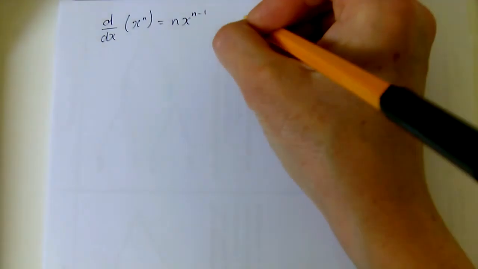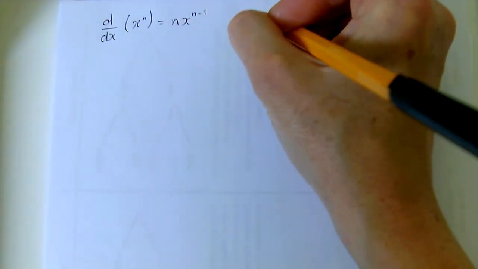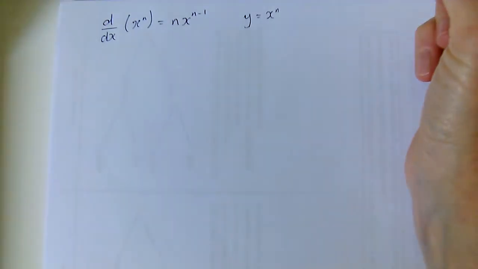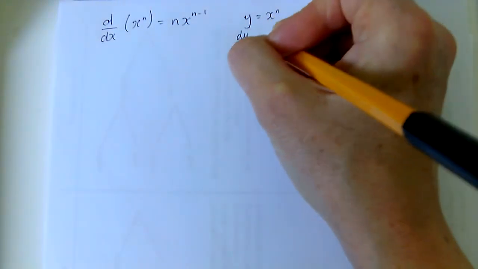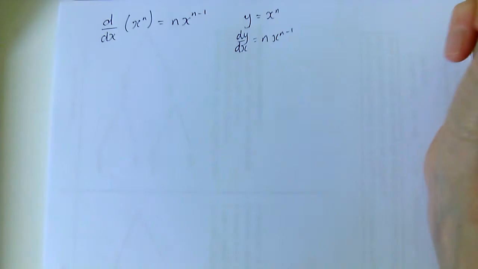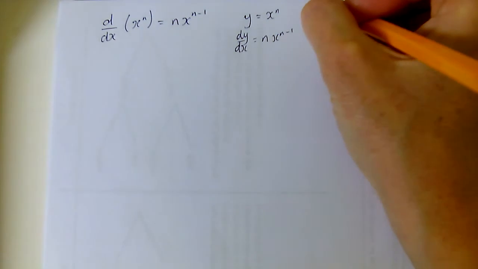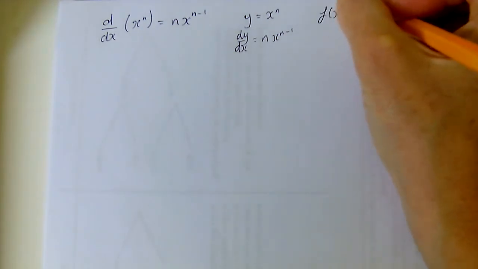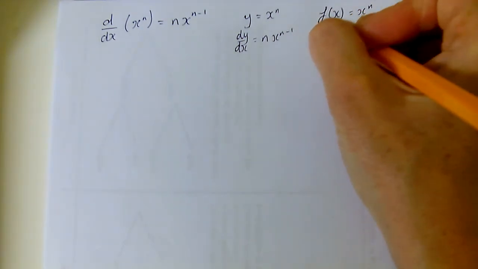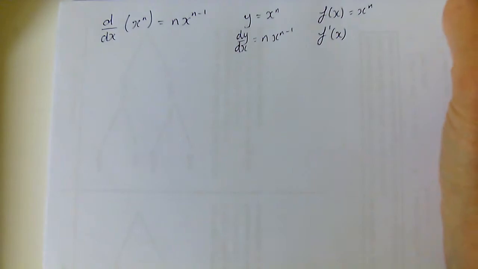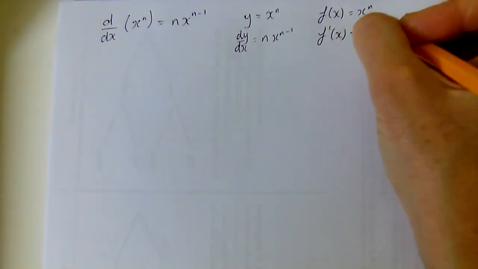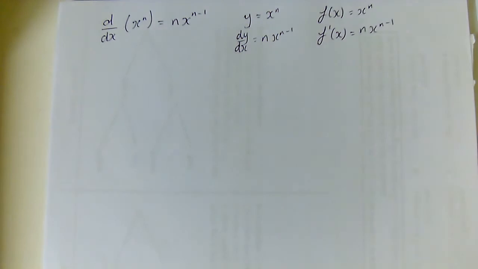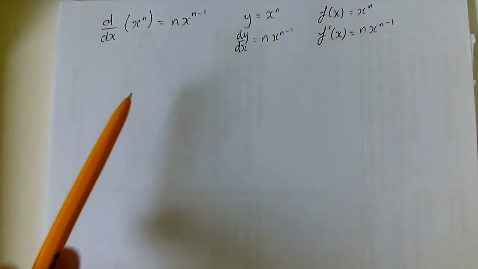That is the same as saying if you have a curve of the form y equals x to the n, then its gradient is given by nx to the n minus 1. Or if you have a function x to the n, then the rate of change of that function with respect to x, f dash x, is equal to nx to the n minus 1. So that's our general rule, and it's really quite powerful.